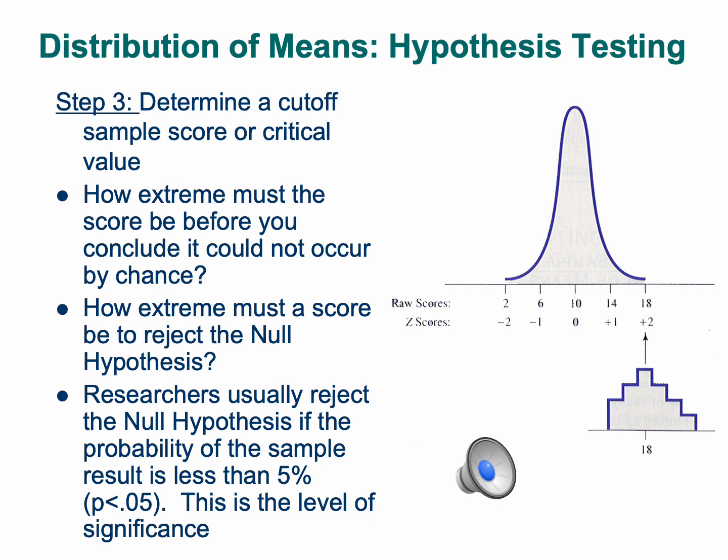Researchers usually reject the null hypothesis if the probability of the sample result is less than 5%. And this is referred to as the level of significance. So if it's unlikely this occurred by chance, by 5%, then researchers conclude that it did not occur by chance, it occurred by design, and so they reject the null hypothesis that the two means are the same. When they reject the null hypothesis, they support the research hypothesis.